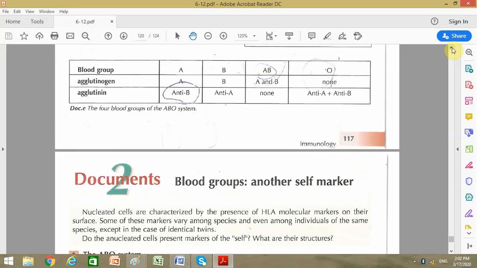Now, from an immunological point of view, we can discuss the presence of the 4 blood groups due to the antigens or agglutinogens found on the surface of the blood cells and the antibodies or agglutinins found in the serum. Blood type A has antigen A on the surface of the RBC and anti-B in the serum. Blood type B has antigen B on the surface of the red blood cells and anti-A in the serum. Blood type AB has both antigens A and B but no antibodies, while blood type O has no antigens but both anti-A and anti-B antibodies.